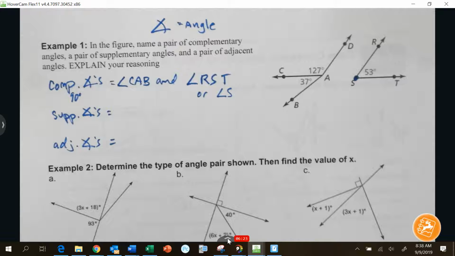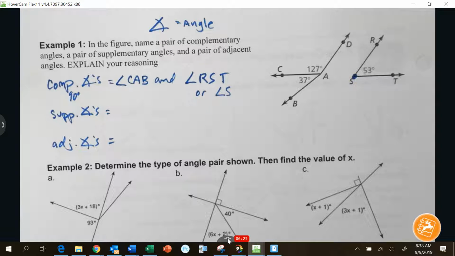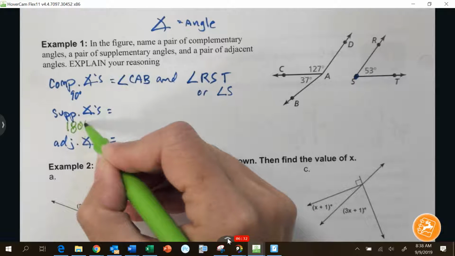Okay. Supplementary angles. That means they have to add up to be what? 180. Thank you, whoever said that.